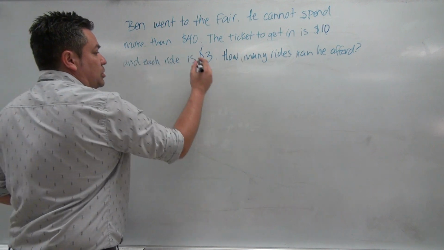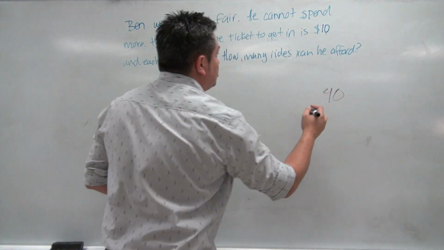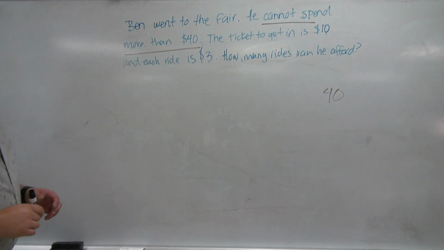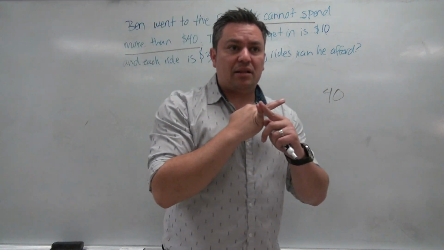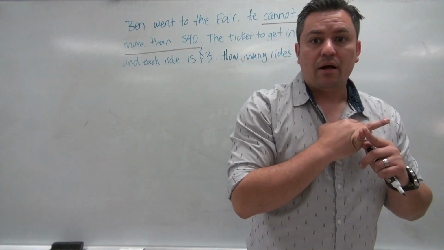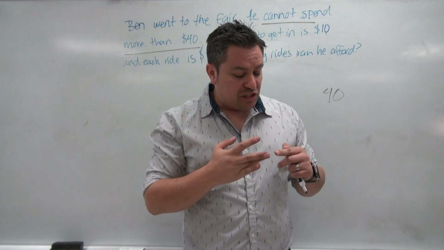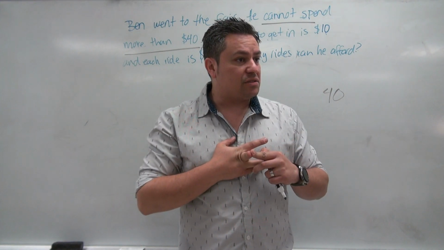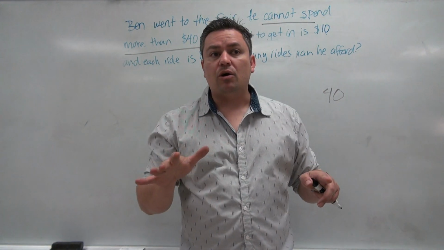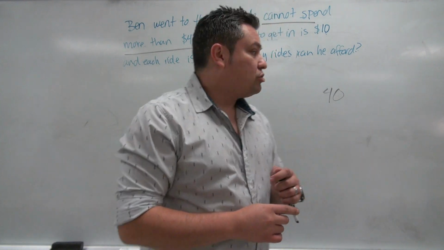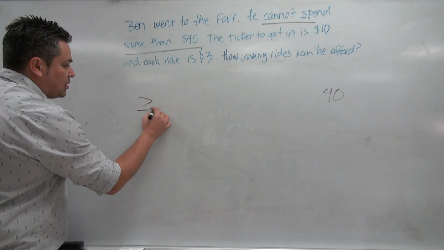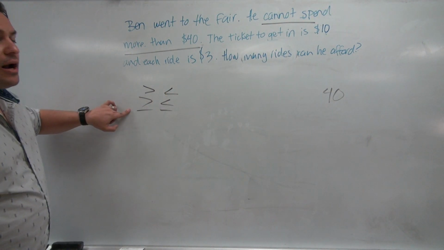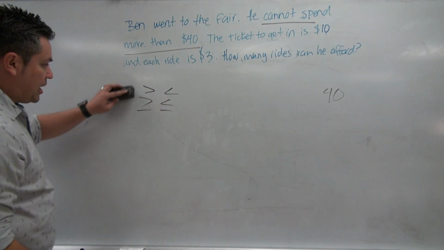$40 is the total. So he cannot spend more than 40. Well, let me ask you this. Can he spend $41? No, because he only has 40, right? Can he spend $40? Yes. Can he spend $39? Yes. So he can use the whole 40 or have something left over, right? So what sign are we using? Less than or equal to, greater than? Are we using the top or the bottom ones? The bottom. The bottoms, okay?